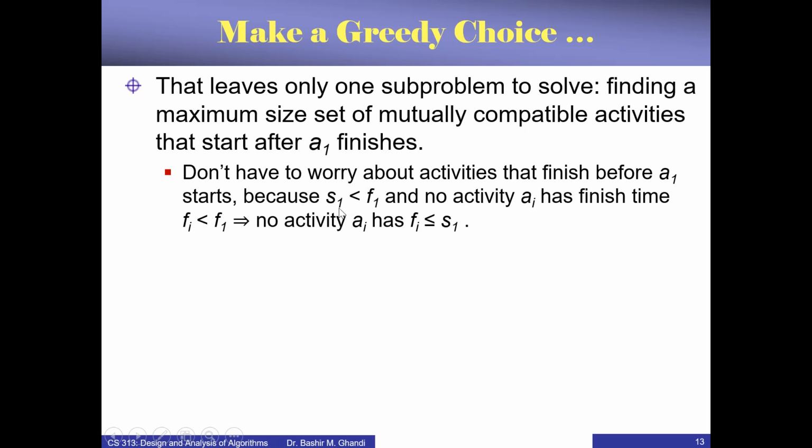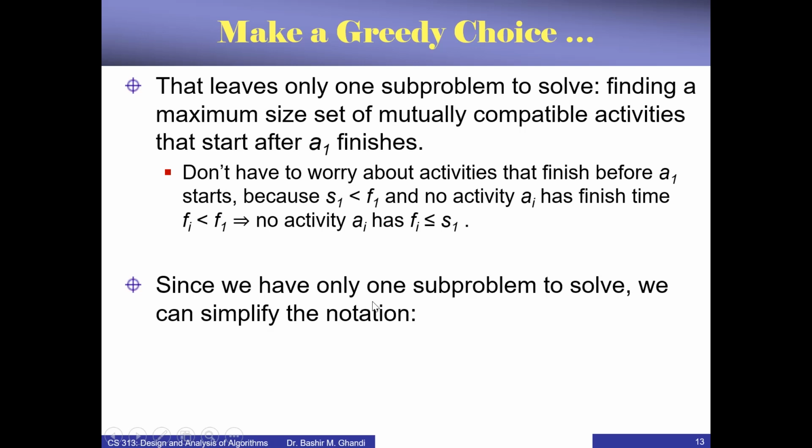And we know that S1, the starting time of A1, is definitely less than the finishing time F1, and therefore there is no activity Ai that has a finishing time before F1. So we don't have to worry about all the activities that start before A1. Starting is not the issue here, it's the finishing time that is the issue. So it is safe, therefore, to take A1 as belonging to the optimal solution.